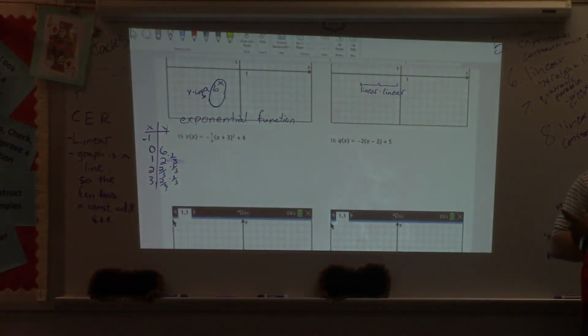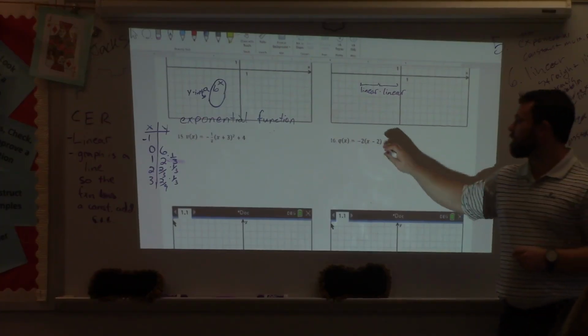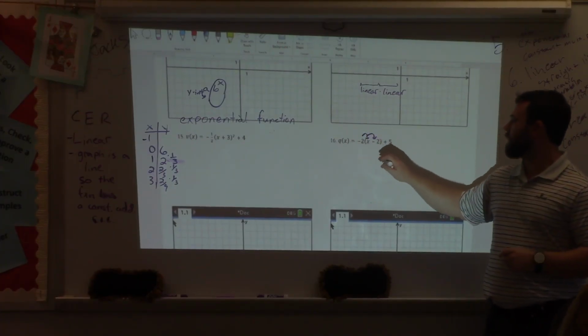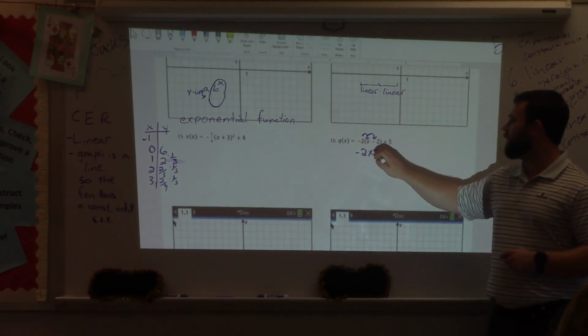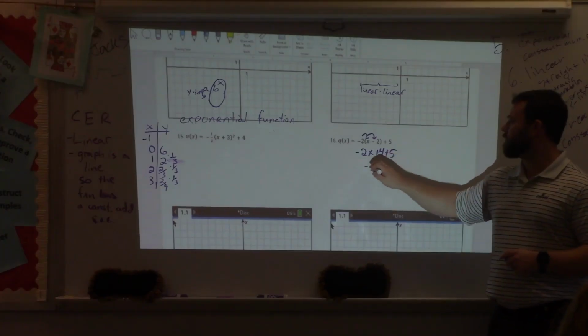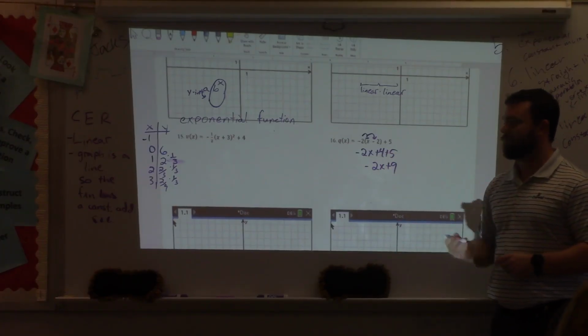What about number 16? Linear. Why linear? No exponent. Okay, so there's no exponent. So if there's no exponent, could it be exponential? No. If there's no exponent, could it be quadratic? No. Okay, so note if I distribute here, I'm left with this. What is it?